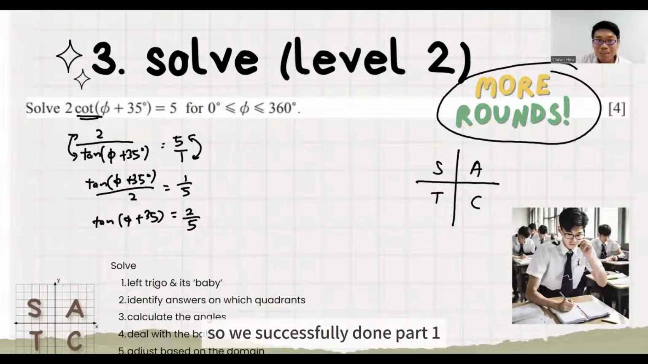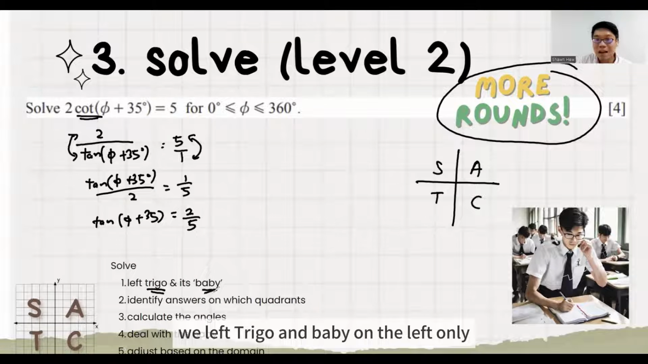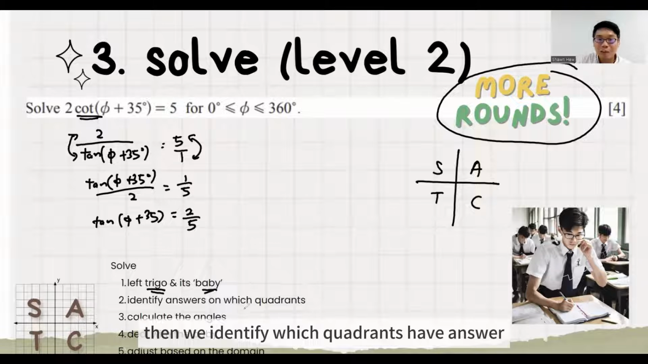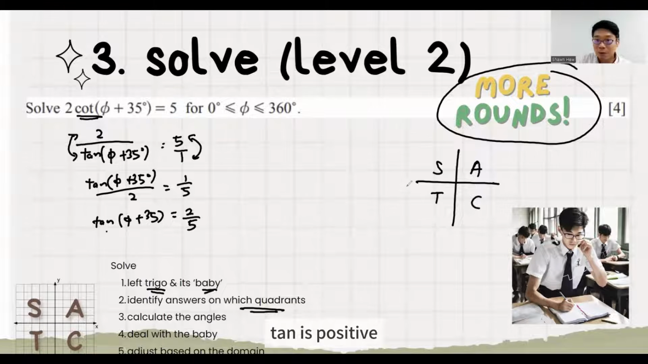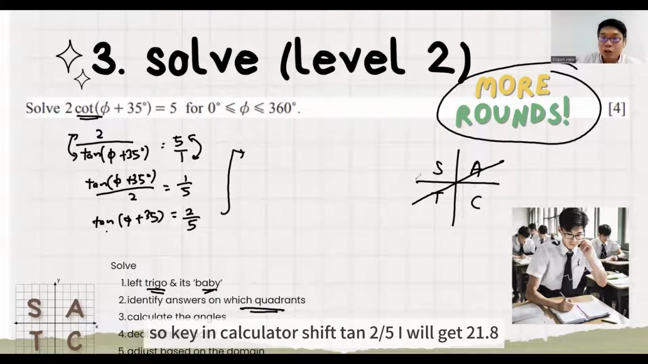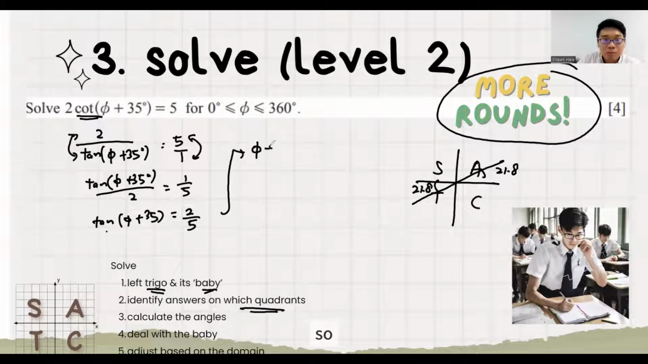So we successfully done part 1. We left trigo and baby on the left only. Then we identify which quadrant have answer. Tangent is positive. So key in calculator, shift tangent 205, I will get 21.8. So my first answer is 21.8.